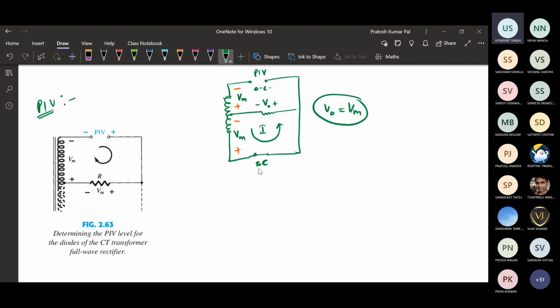Now we need to find what the PIV is. Using KVL in this case, the PIV will have negative and positive terminals, so Vm and V naught will be added. So PIV here will be Vm plus V naught, and V naught is nothing but Vm. So PIV here will be 2Vm. You need to note that in case of the center tapped rectifier, the peak inverse voltage will be 2Vm.